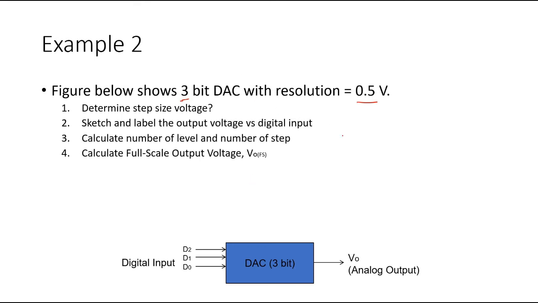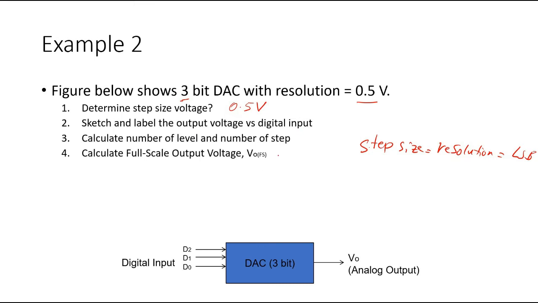So step size we already know. Step size is equal to resolution, equal to the least significant bit. So our step size voltage equals 0.5 volts.